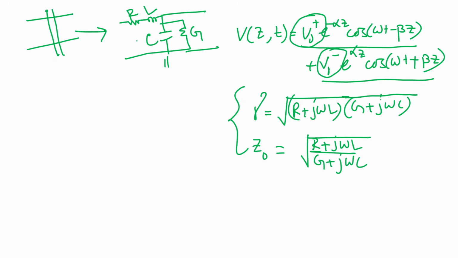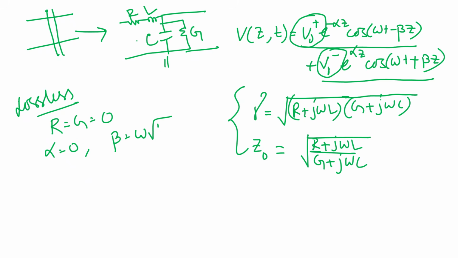A transmission line can also be seen in two common forms. One is the lossless transmission line. For a lossless transmission line, the condition is that R and G equal 0, and alpha equals 0, beta equals omega under root LC, and the characteristic impedance Z0 equals under root L by C. And then we also can have the distortionless transmission line.